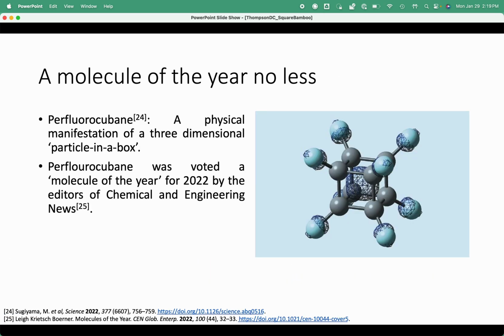Last year saw the reporting of the synthesis and characterization of a physical manifestation of a 3D particle in a box, perfluorocubane, which was subsequently selected as one of the molecules of the year by the American Chemical Society's Chemical and Engineering News.